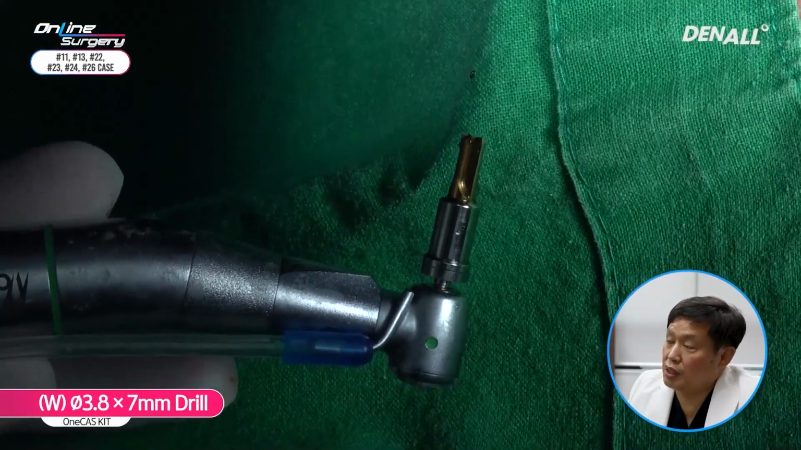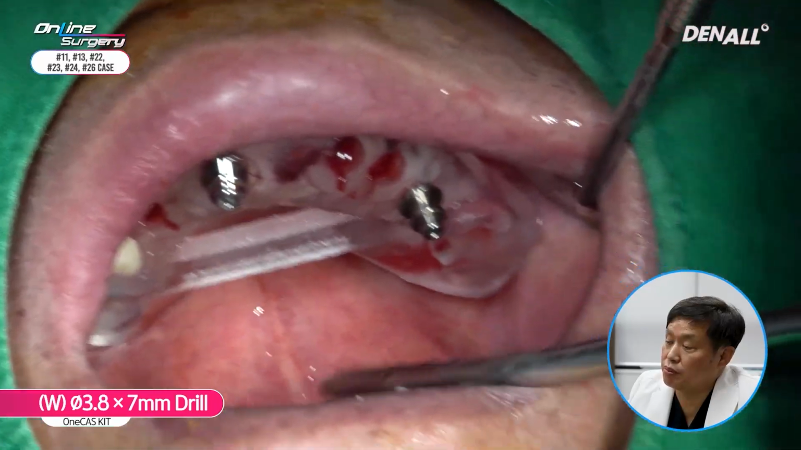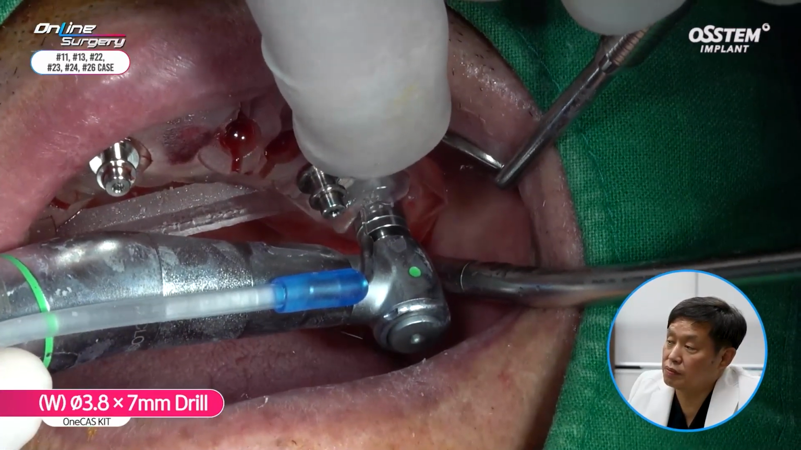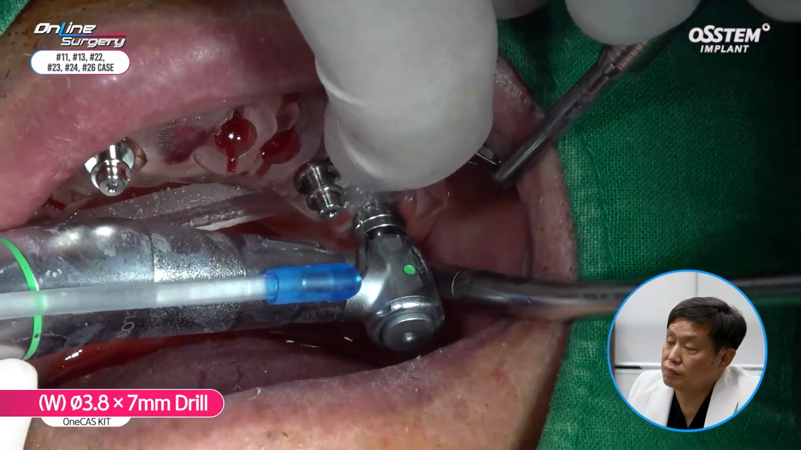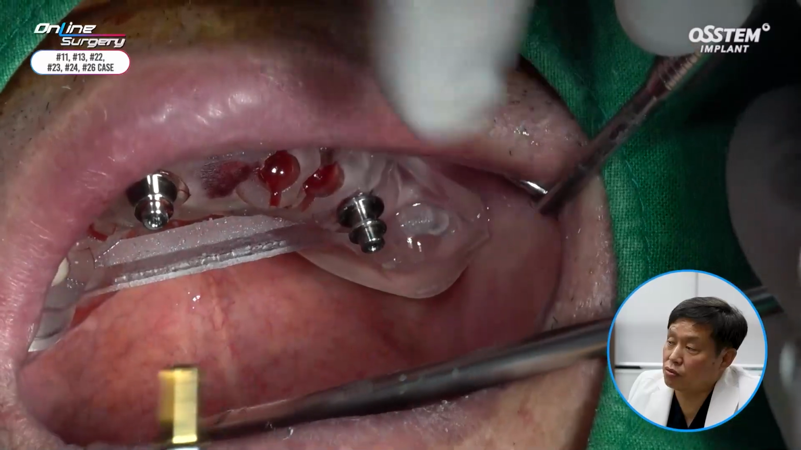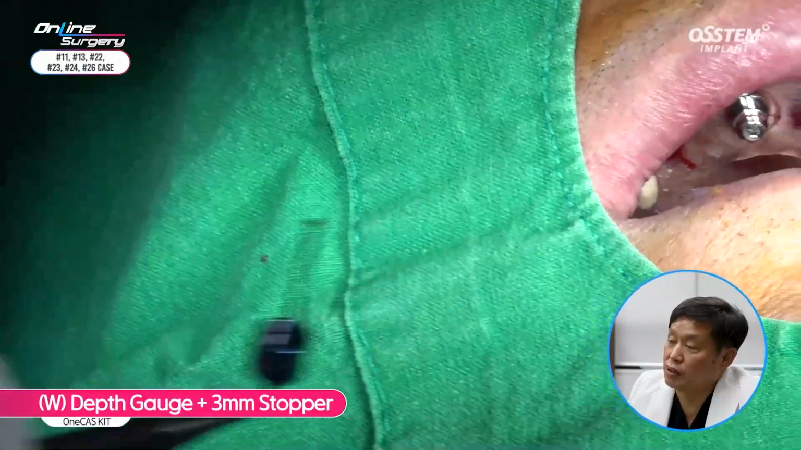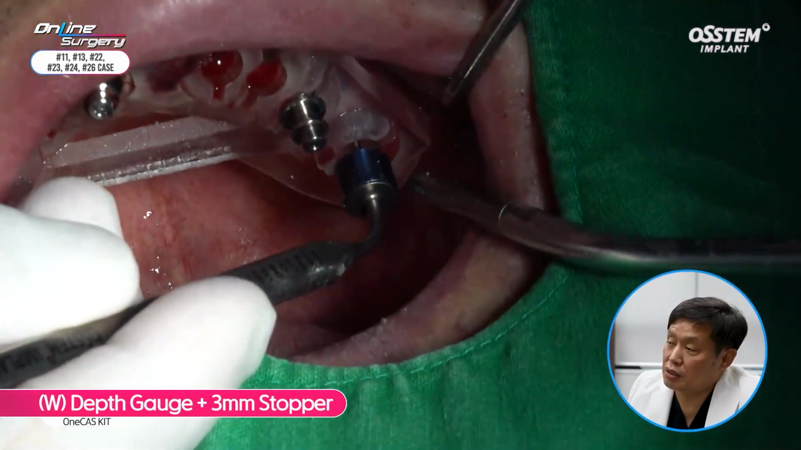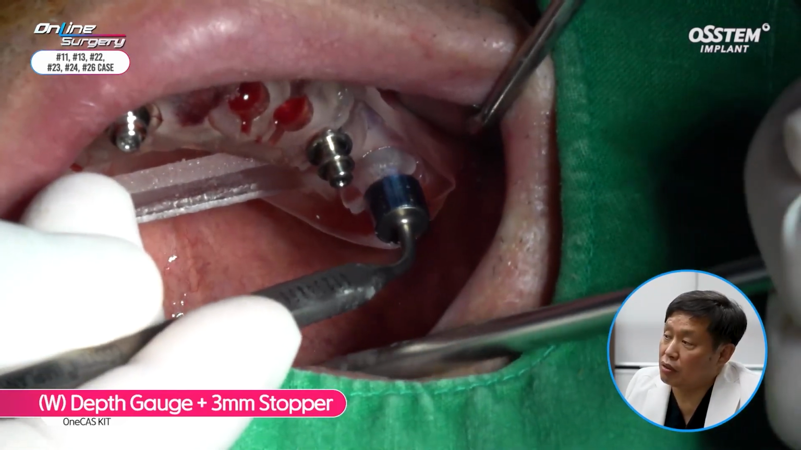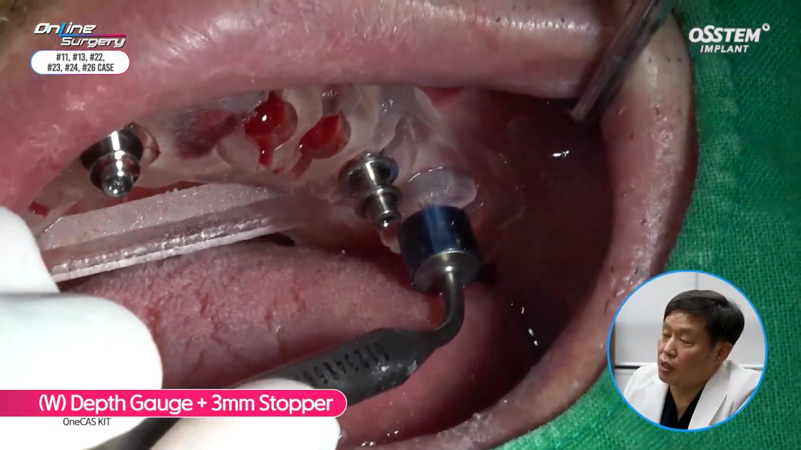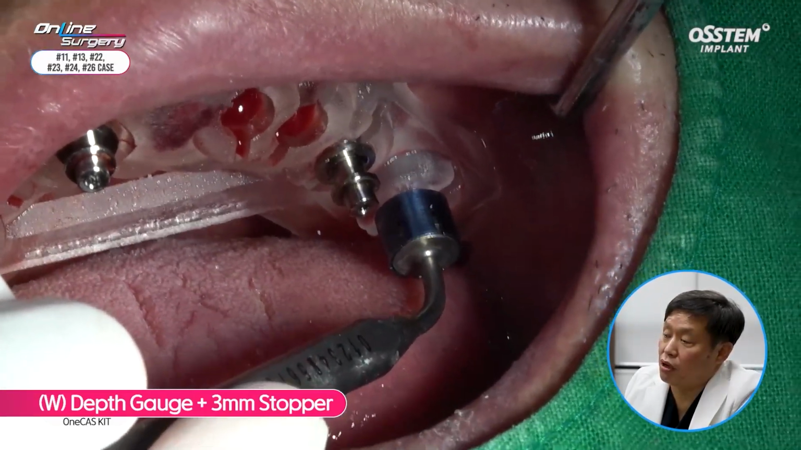7 millimeter drilling was done. A 3.8 by 7 millimeter drill without stopper. I got the sense that the sinus floor was penetrated. Using a 3 millimeter stopper with the depth gauge, I confirmed there was contact, so it seemed that the sinus floor was penetrated.